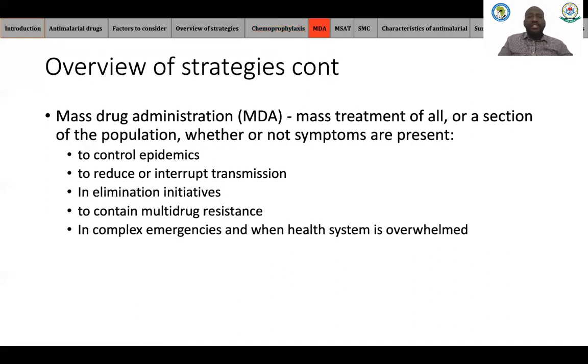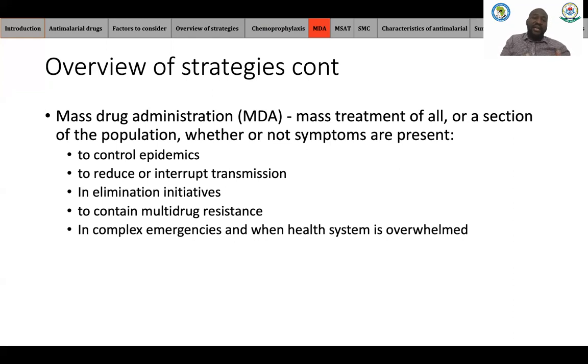Another strategy is mass drug administration. This is treatment of all people or a section of the population, whether or not they are symptomatic. And this is great when you're looking at controlling epidemics. It's also great when you want to reduce or interrupt transmission. And it's quite useful when you're looking at elimination initiatives, because you would generally try to treat everyone within the population, and it could be used as a measure to control multi-drug resistance.